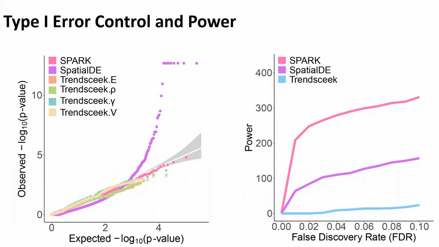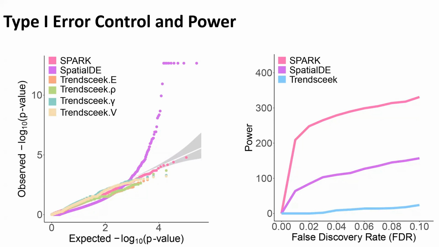For the type 1 error control, what we did was a permutation. Once you permute the Y's, you would expect all the p-values to be non-significant, so the p-values under the null will follow a uniform 0 to 1 distribution. Because we care about small p-values, we did this minus log 10 transformation, so that the larger the number, the smaller the p-value. We're plotting the observed versus the expected. If everything works well, you would expect the method to sit on this diagonal line. You can see that our method, SPARK, follows this diagonal line.